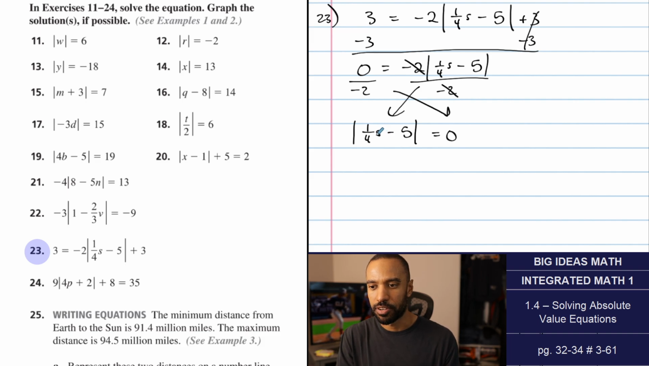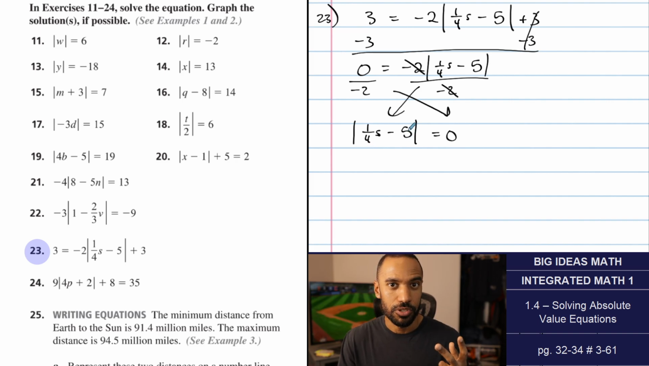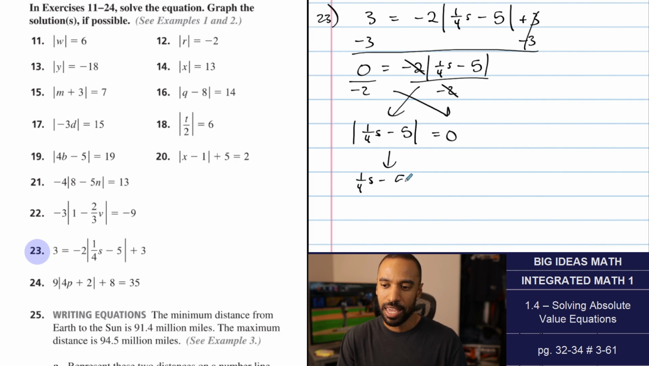Can I take the absolute value of a number and get 0? Yes, with 0. So the inside can either equal positive or negative 0. Just kidding. You can only get 0, which is neither positive nor negative. So 1/4 s minus 5 equals 0. There's only one option for this.